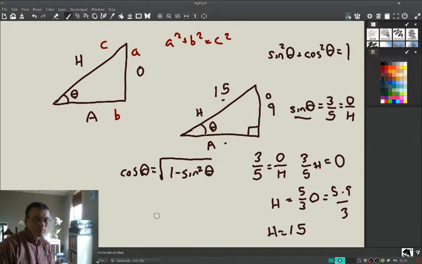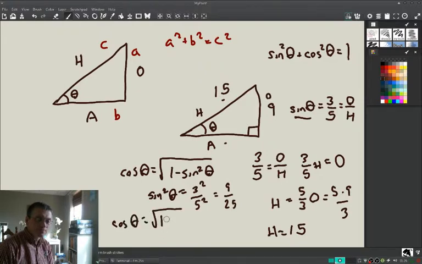Alright. So sine of theta is 3/5, sine squared theta equals 3 squared over 5 squared, 9 over 25. So cosine of theta equals the square root of 1 minus 9 over 25.